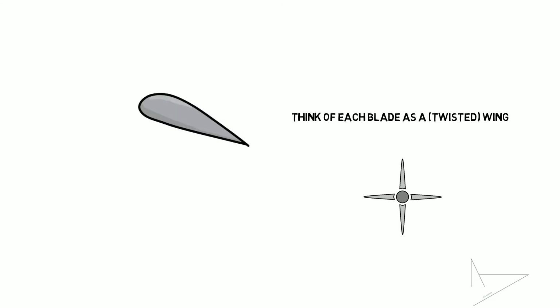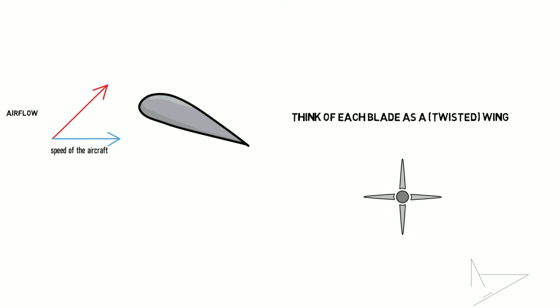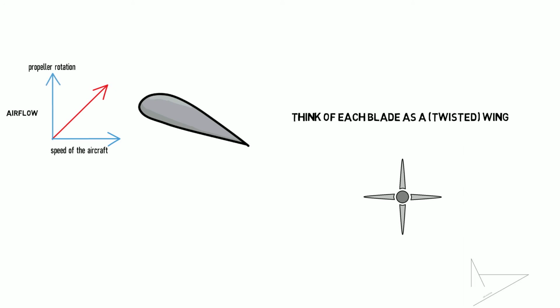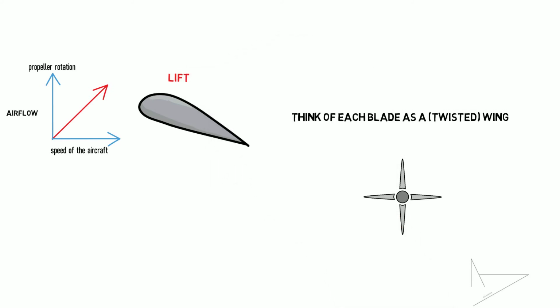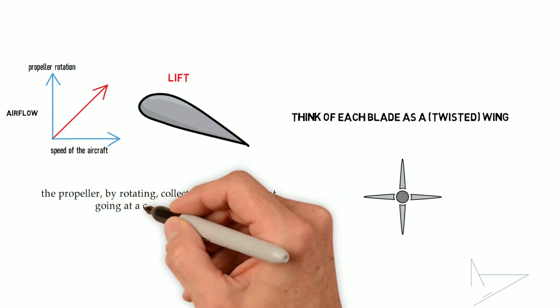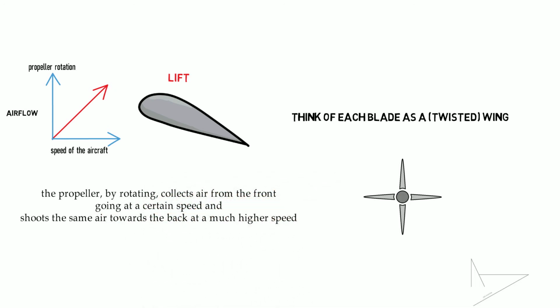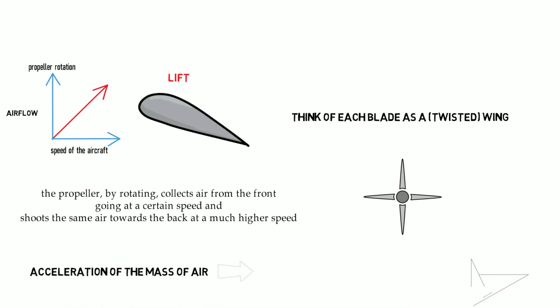In this case, the speed of the airflow is made of two components. One is the speed of the aircraft relative to the air around it. The other is the speed perceived by the blades from the rotating propeller. Each blade is subject to a lift force, which direction is parallel to the direction of motion of the aircraft. The result is that the propeller, by rotating, collects air from the front, going at a certain speed, and shoots the same air towards the back at much higher speed. The acceleration of the mass of air is what creates the force we call thrust.